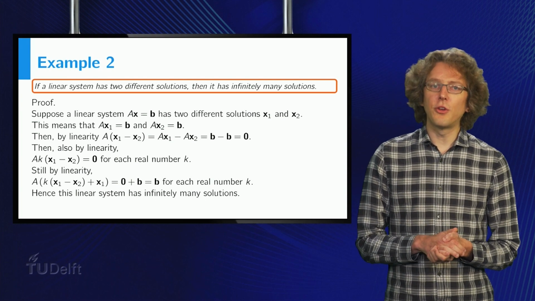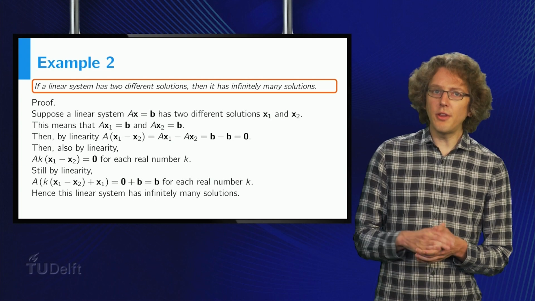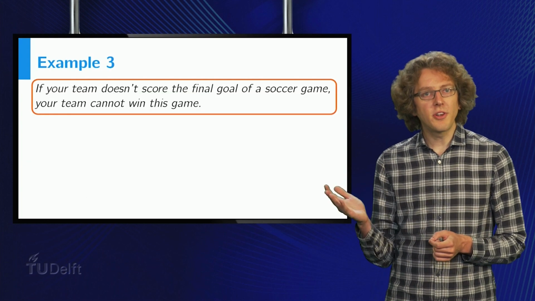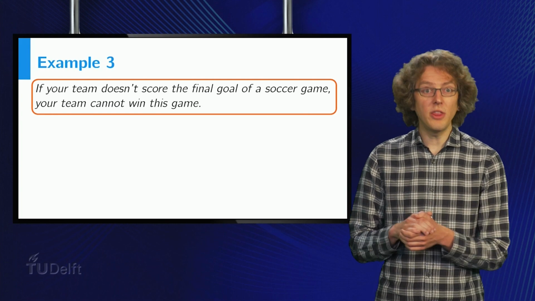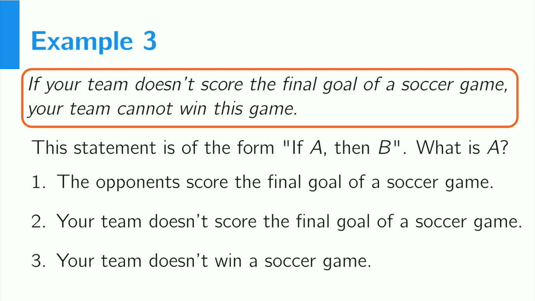Alright, let's go back to a real-life example. Consider the following statement. If your team doesn't score the final goal of a soccer game, your team cannot win this game. This statement is of the form if A, then B. What is statement A?